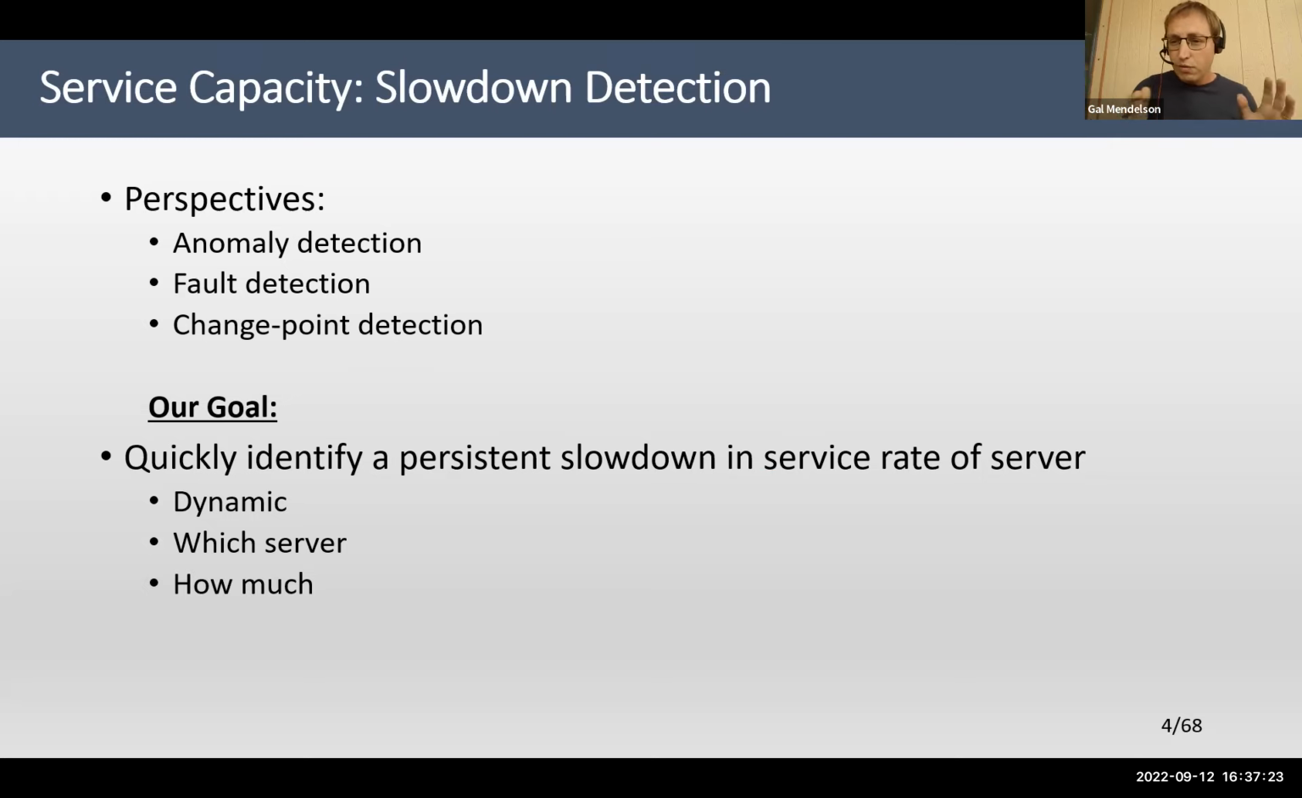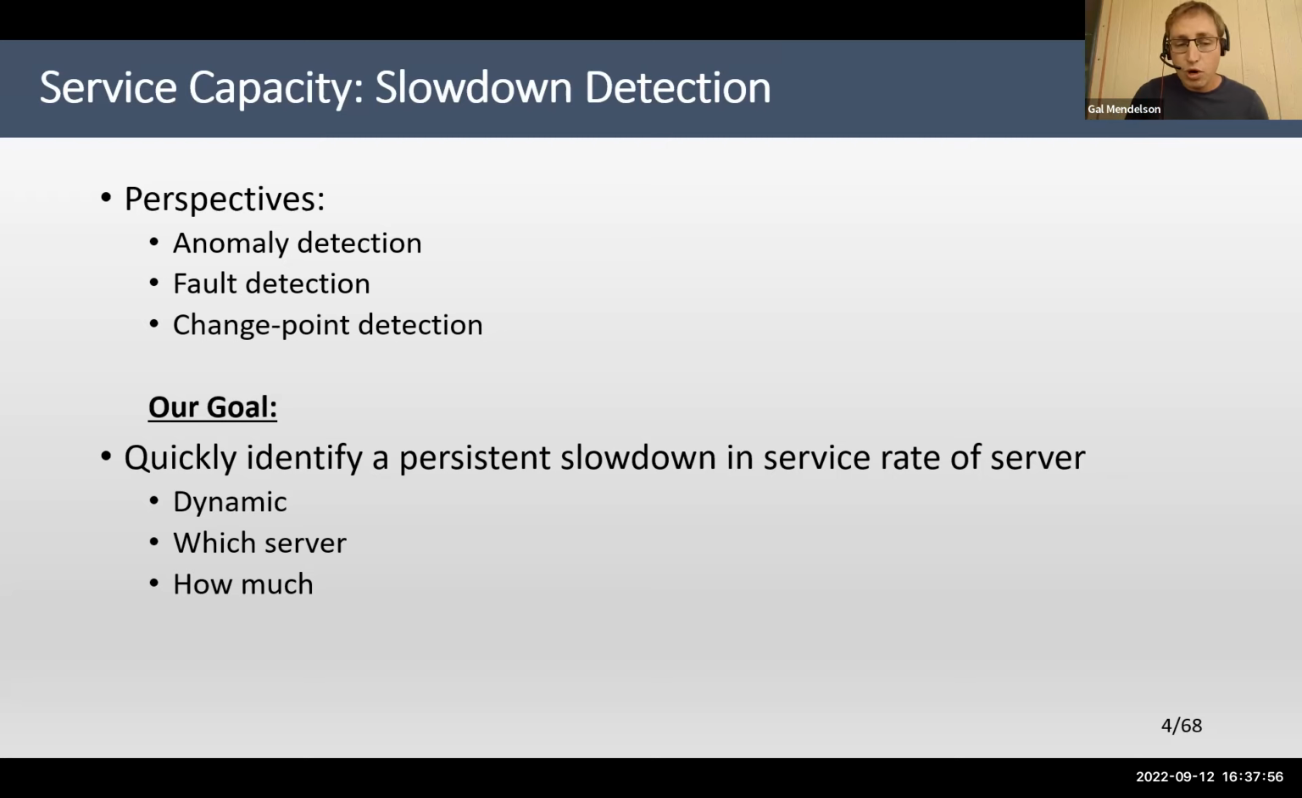While there may be overlap, there are also very distinct flavors in how you would look at anomaly detection problems versus fault detection, etc. I hope we will have time by the end of this talk to discuss how our work fits in the context of these terms, but I think the closest is probably change point detection, though you will see a big difference once I lay out how we look at this problem. So our goal is to quickly identify the persistent slowdown of a server.